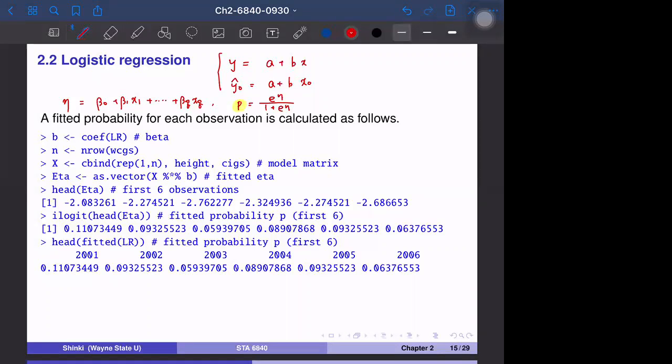Okay, so now we estimate the p. At first we need the coefficients. We have the estimated coefficients beta 0 hat, beta 1 hat and beta 2 hat from the logistic regression model. That is this coefficient LR, a three-dimensional vector of beta naught hat, beta 1 hat, beta 2 hat. We define this as B. Then we count the number of observations, which is about 3,000.